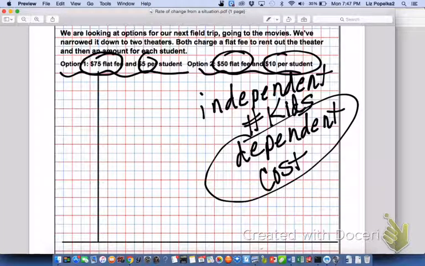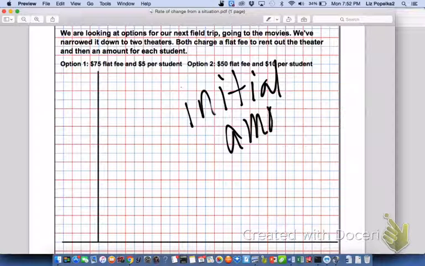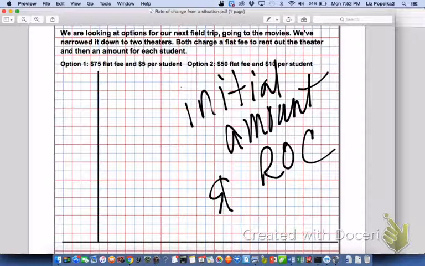The other 2 words that you're being asked to find in this week's weekly project are initial amount, and rate of change. I'm just going to abbreviate it with ROC. I hate writing that out. And in each situation, we have an example of each, but how do we figure out which one is which?